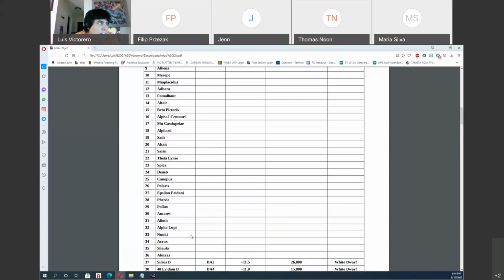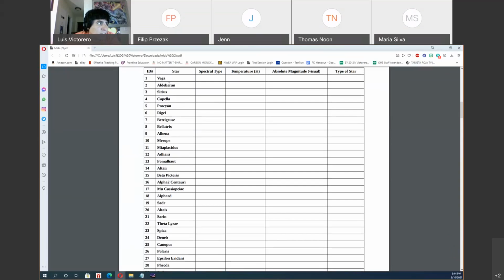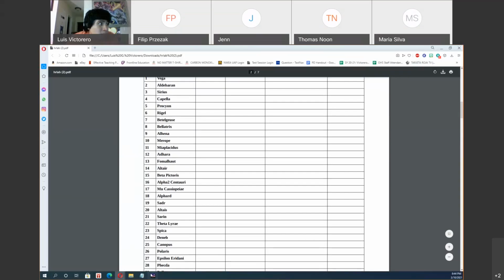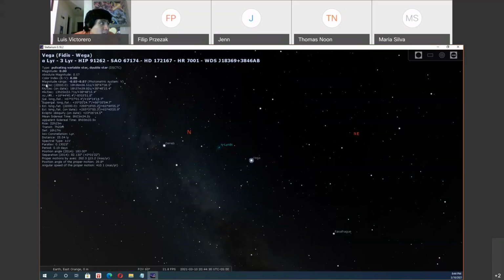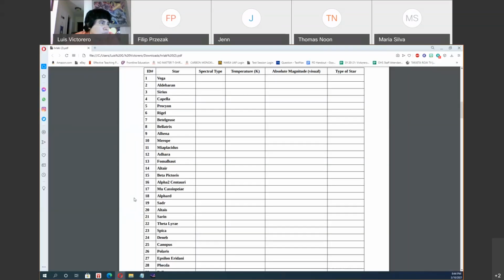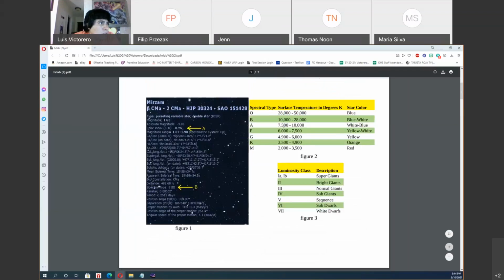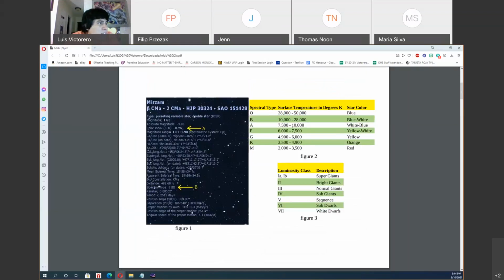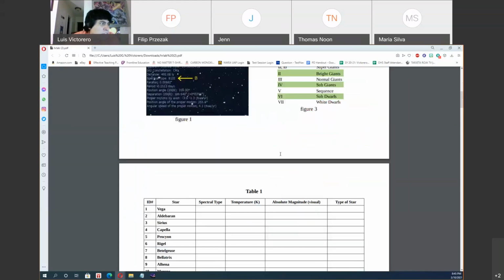Okay. Let's go to Vega. Vega is a main sequence star. How do I know that? Vega has an absolute magnitude of 0.57, 0.6 approximately, right? And it's an A1V star. According to this table, it should have a temperature of 9,850. Let's use 9,800.